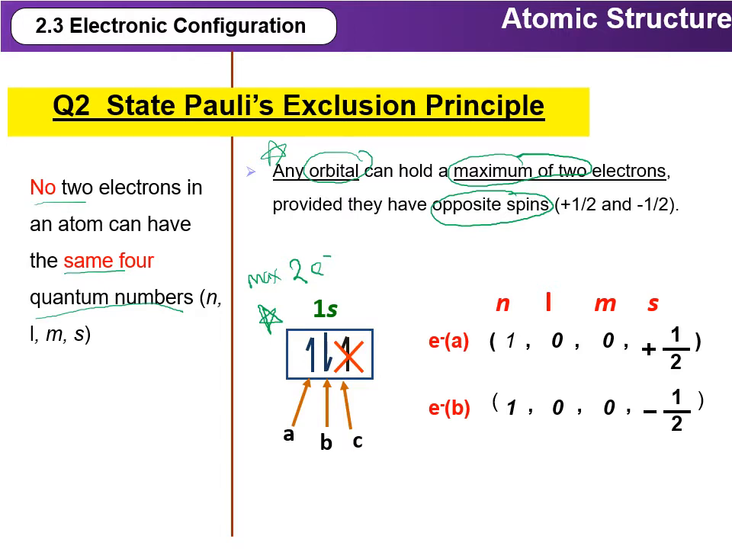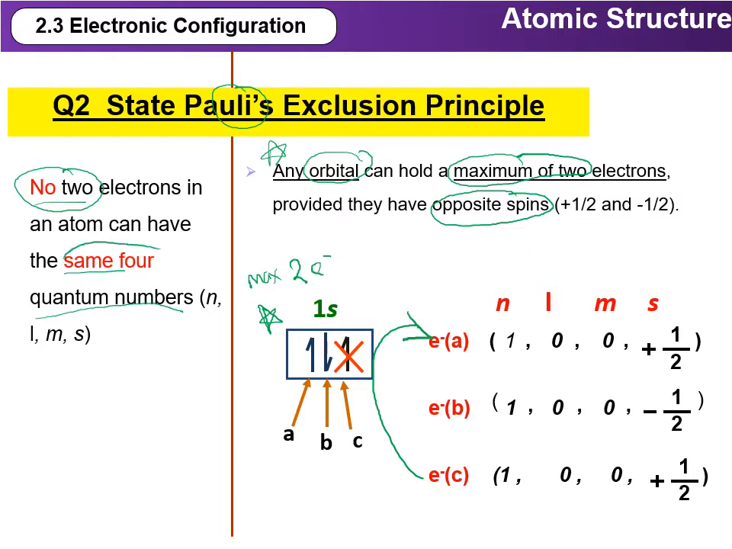So that's why the spin quantum number S is equal to negative 1 over 2. Based on the diagram, if you want to write the quantum numbers for electron C, you will get exactly the same as electron A. Okay, because based on the Pauli exclusion principle, no two electrons will have the same 4 quantum numbers. So this is why electron C is not valid in this case.